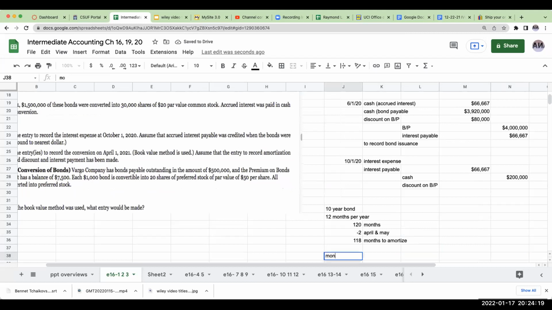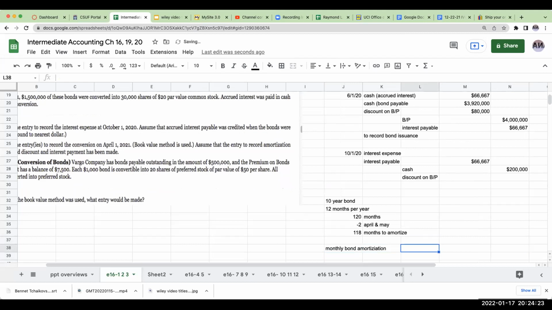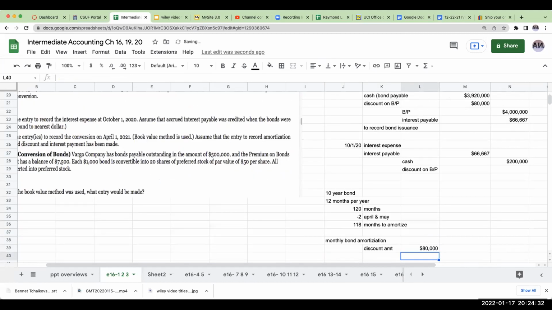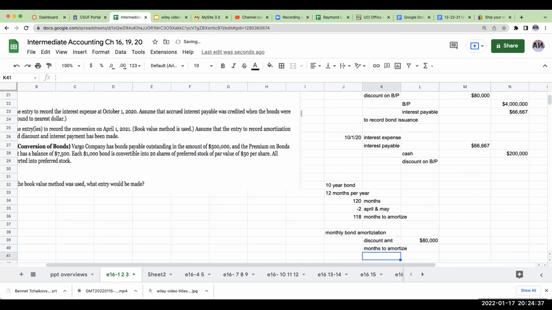So my monthly bond amortization is going to be my discount amount. My discount is at 80,000, and then I'm going to divide this by months to amortize. So my months to amortize is 118. So my monthly bond amortization is going to be 678. I love these nice round numbers.